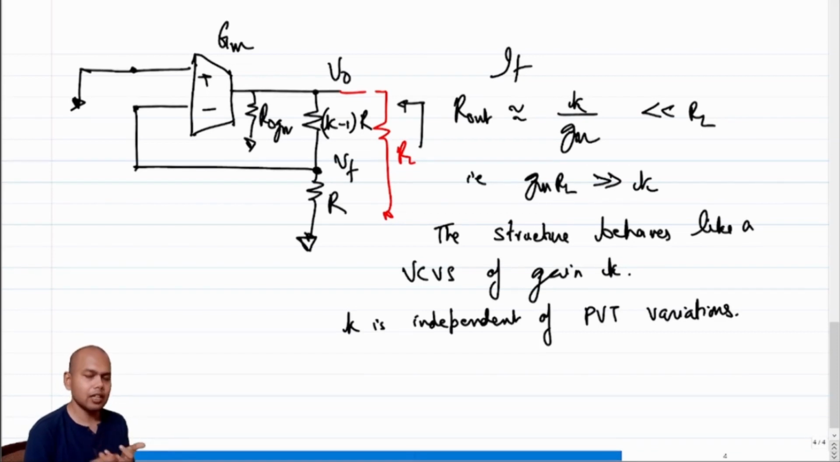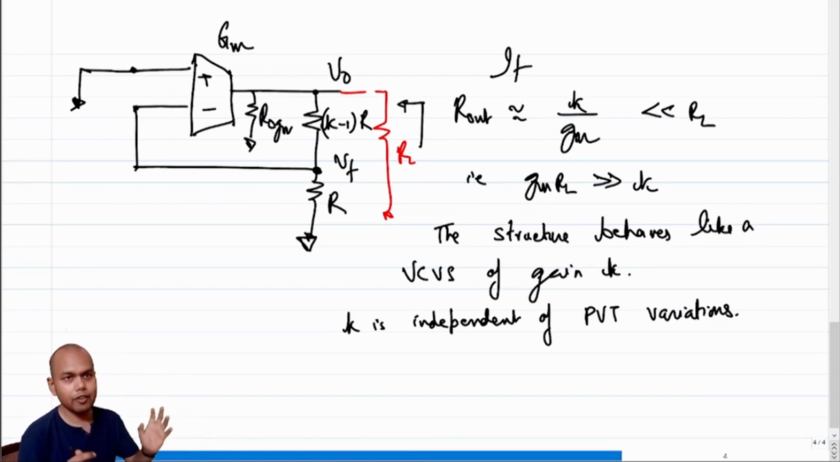Now if we consider that the intrinsic RDS, the output impedance of the common source amplifier, was much lower than RL, then sure, we get a gain which is independent of RL. Yes, indeed we get. However, still the third point is not valid. That is, the gain is still dependent on process, voltage, temperature, right?